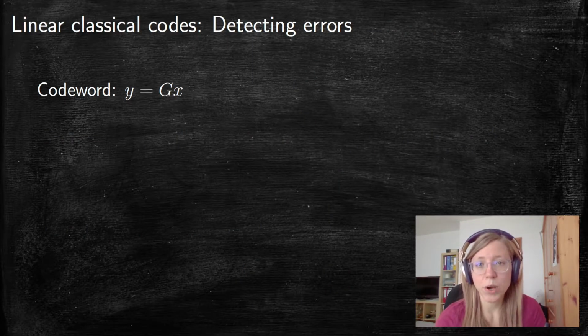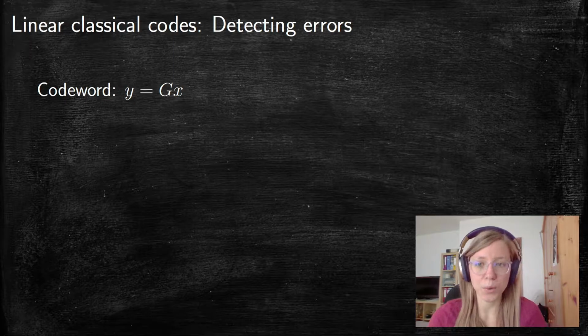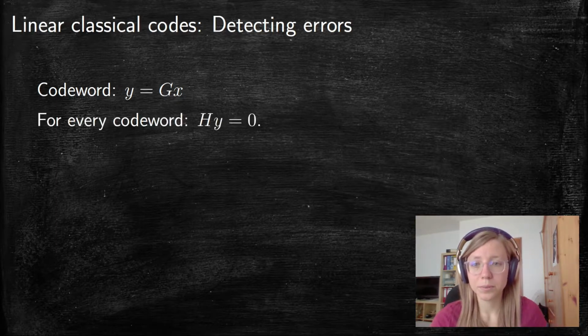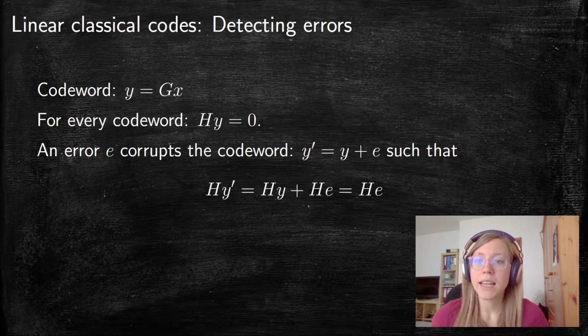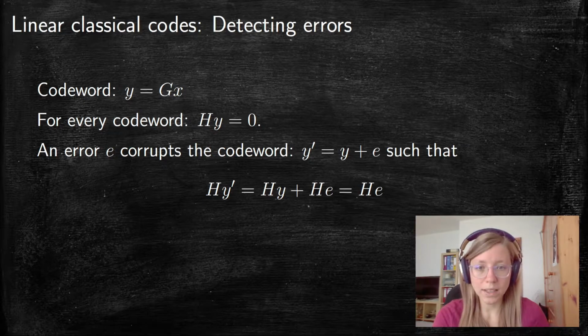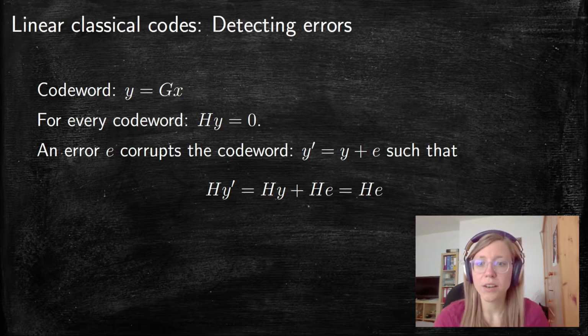Okay, but how does it work to detect errors using these codes? So remember, a code word is given by applying the generator matrix to the message, and for every code word, applying the parity check matrix to the code word equals 0. Now, if an error occurs, we denote errors by e. This is simply an n-bit string that has ones whenever an error occurs and zeros when there's no error. So if an error occurs, we get a corrupted code word. We denote this y prime, and this is simply y plus e.